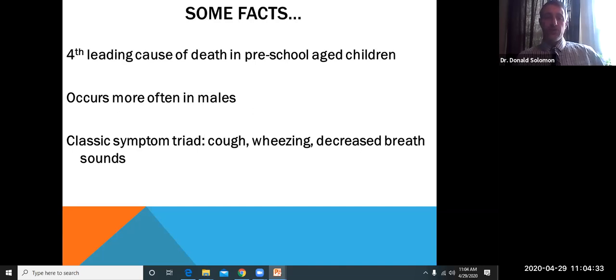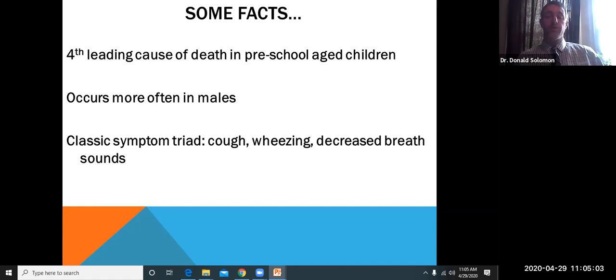All right, so just a few background facts. Airway foreign body aspirations are the fourth leading cause of death in preschool age children. Generally, when these children get to the hospital, there is a much lower mortality associated with foreign body aspiration because most centers, at least in the United States, have a laryngologist available or a transport for the laryngologist.